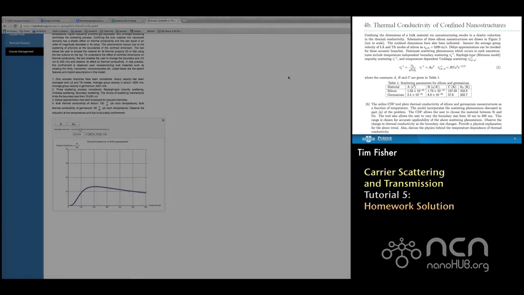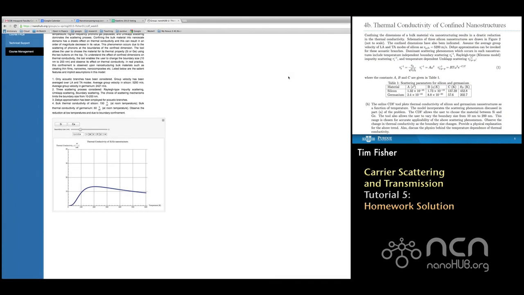Thank you. As part B of the fourth homework problem, I'll briefly describe to you a CDF tool which lets you calculate the thermal conductivity of silicon and germanium nanostructures. We saw from part A of the fourth problem that nanostructuring results in a drastic reduction of the thermal conductivity of a material, and this tool lets you calculate the exact thermal conductivity given the extent of nanostructuring in the system at different temperatures.